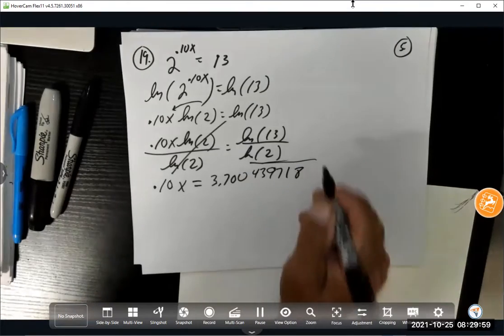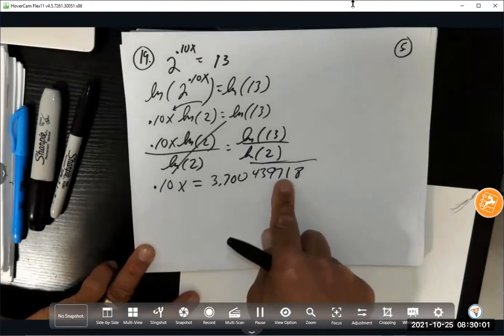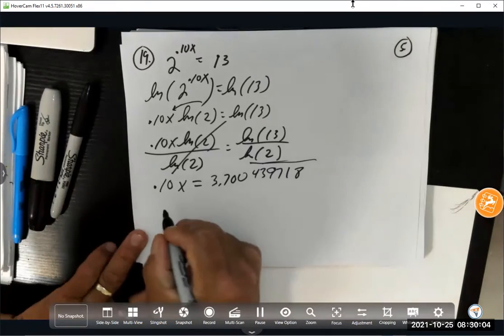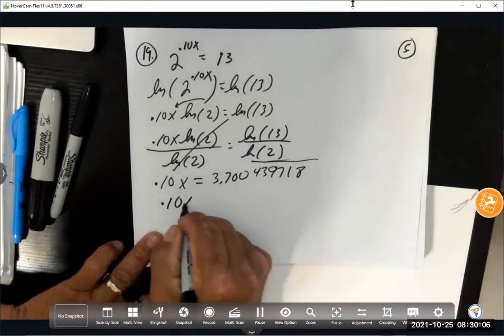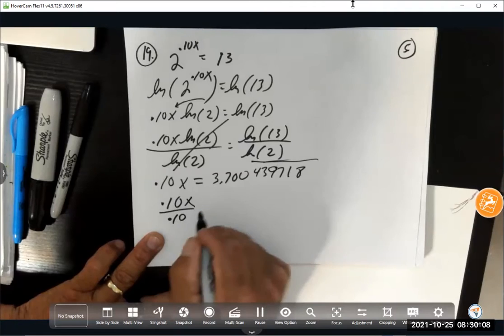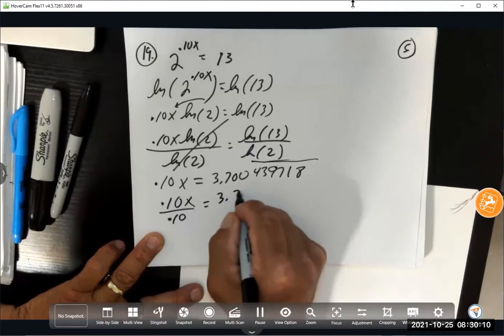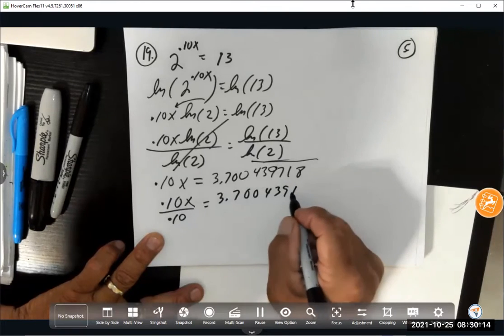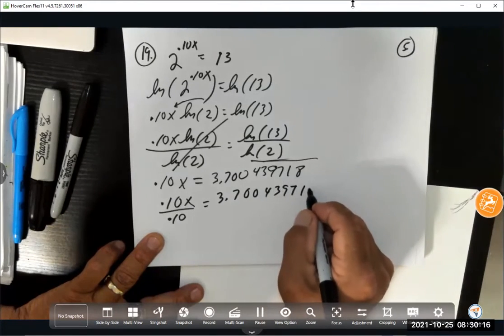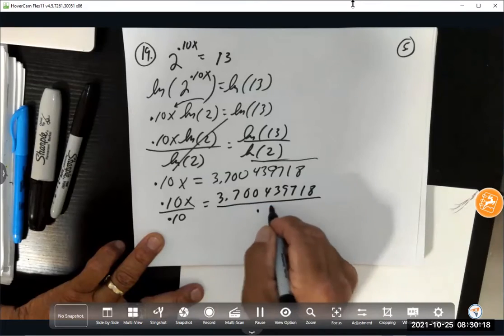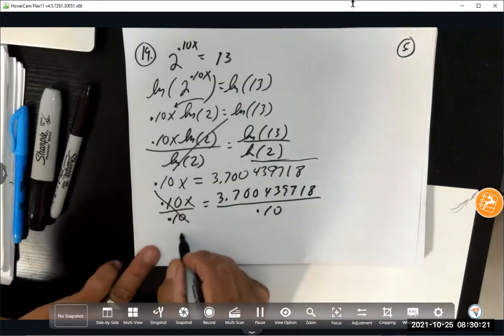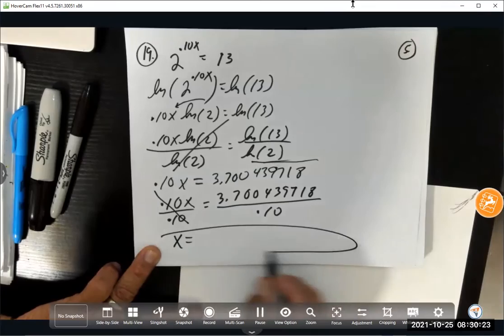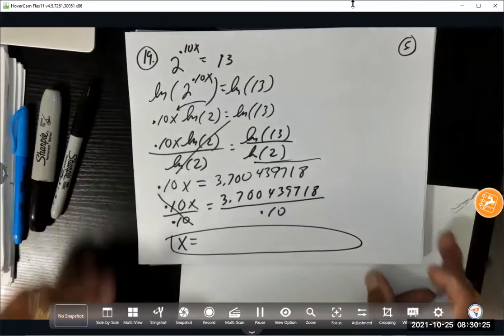Now, think about it. 0.10x is this number. That's not the answer, is it? You still have to do one more step. I'm going to divide this by 0.10, and also divide this big long number by 0.10. So I know these guys are gone, and now this is my real answer, because I have x by itself.